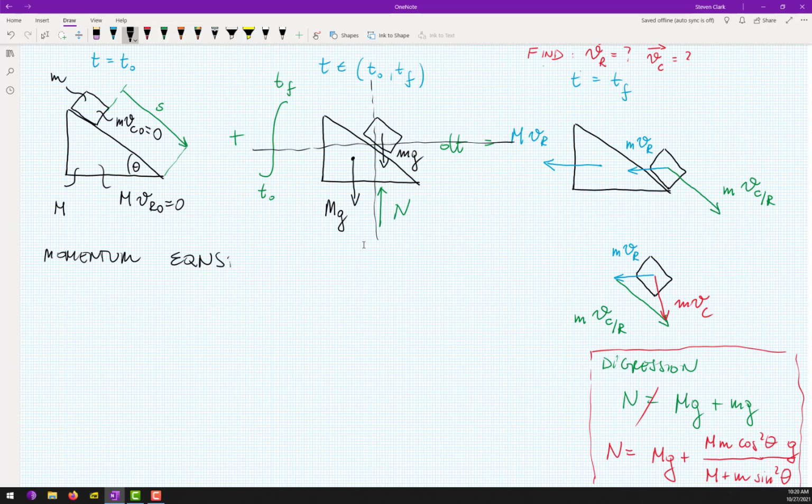So if there are no forces acting in the x direction, what can we say about momentum in the x direction? It is preserved, exactly. So let's write that comment down, okay? No forces acting in the x direction, which implies momentum preserved in the x direction.